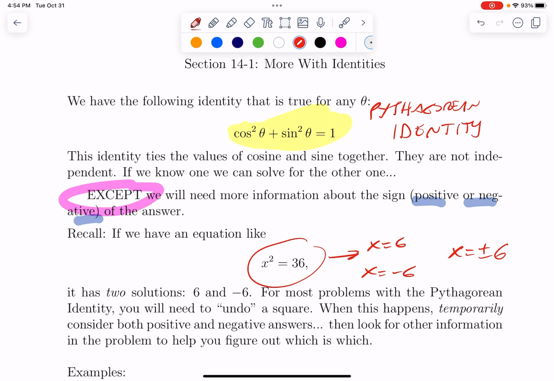When we are using this to solve a trig problem, we want to temporarily be open to the idea that there's a positive answer or a negative answer. But probably there will be some other information in the problem that'll let us figure out, do we want the positive answer or the negative answer? So let's do a few quick examples.